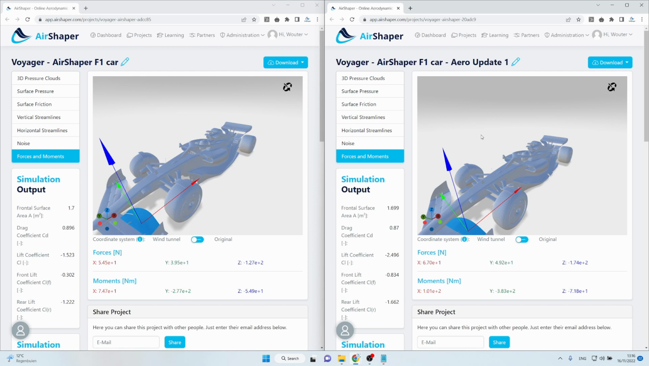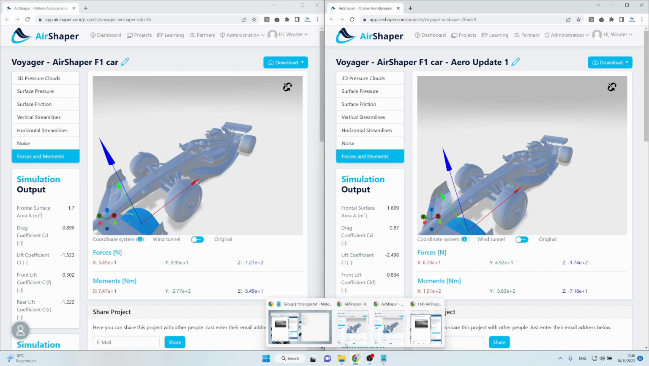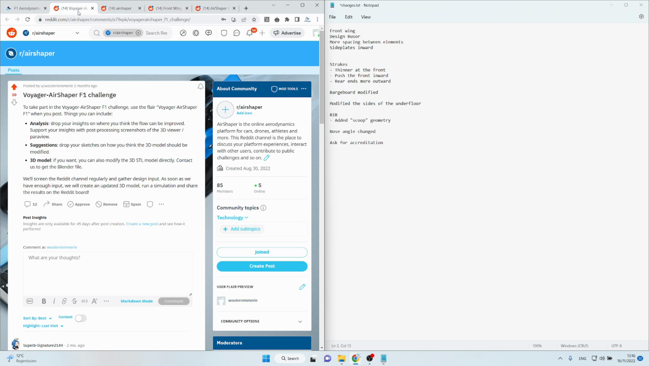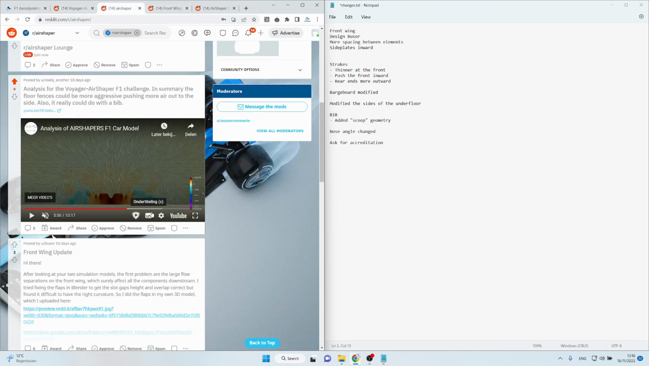If the audience wants it, we can continue and actually add a second aero update. This was the first one, aero update one. If we want, together with you, we can go for a second aero update, and implement some more of the changes that were suggested by the community, because we didn't really have time to implement everything that was suggested. There's still plenty of room for improvement. We will make the new simulation public, so again, we can use this as a new starting point.